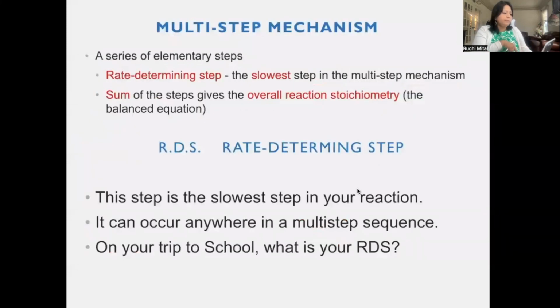So read carefully. A series of elementary steps sums to the overall reaction stoichiometry, and the rate determining step is the slowest step in a multi-step mechanism. I will just use the word RDS for the rate determining step. Think about what our rate determining step is to get to school. It is usually when we are making a turn on Walnut Street, right? If you are stuck over there at 8:15, you're going to be late for class. But if you're there by 8 o'clock, you can make it. So there is always some point in your journey that determines how fast you're going.